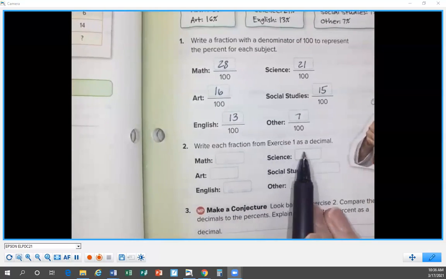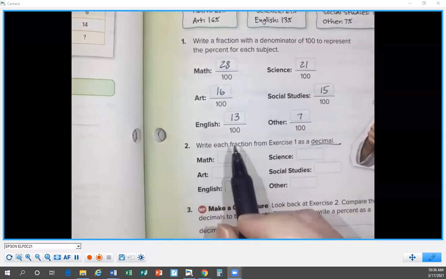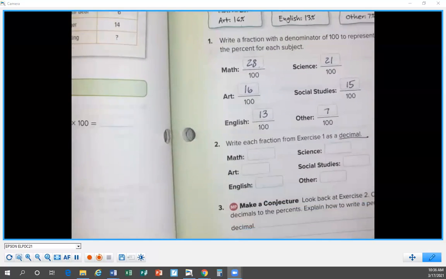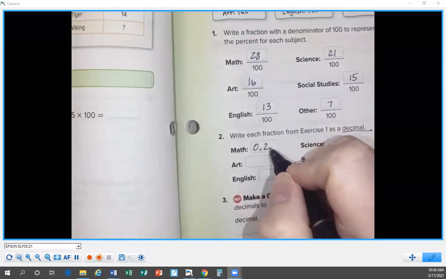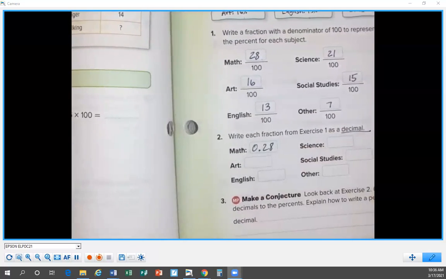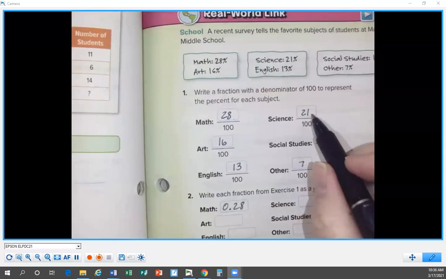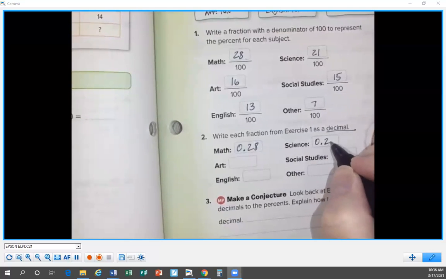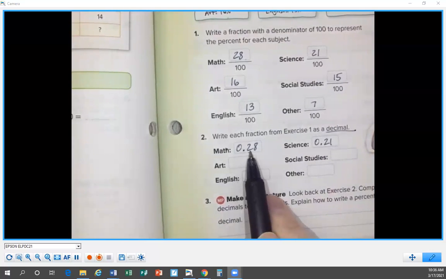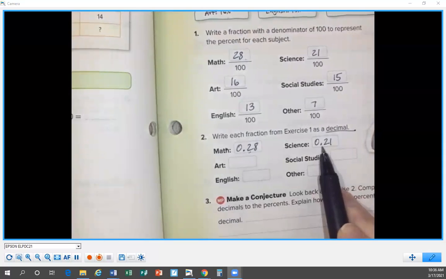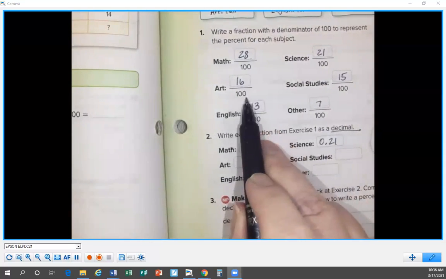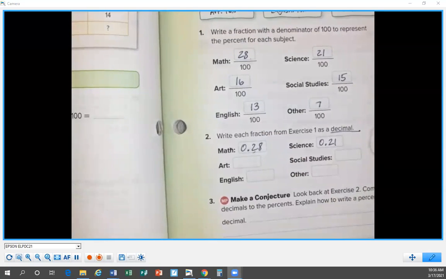So when we want to write these as a decimal, for math, how do we read this fraction? 28 hundredths. So how do we write that as a decimal? 28 hundredths. Okay, science, 21 hundredths. There it is as a fraction. Here it is as a decimal, 21 hundredths. Remember, here's the tenths place, here's the hundredths place. Art, 16% of students said art is their favorite subject.